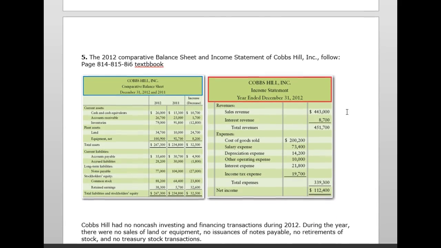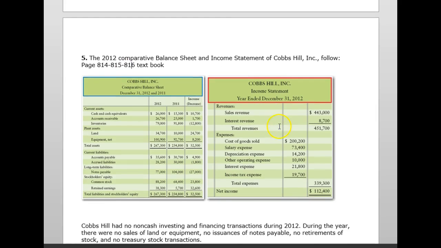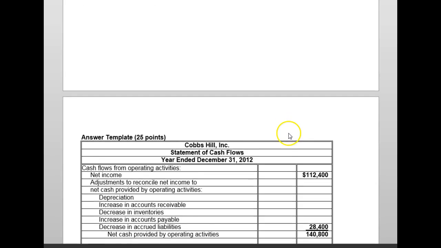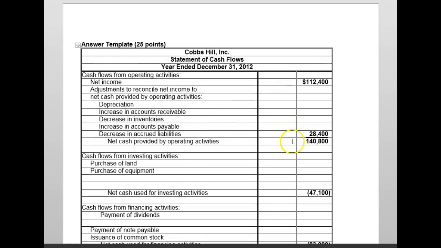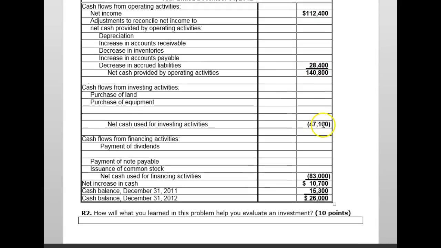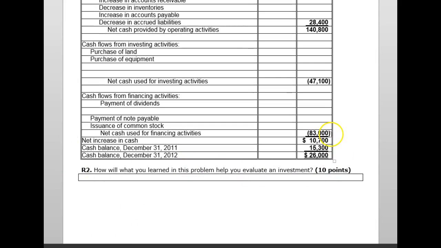And finally, you're going to do a true cash flow statement. You're given the balance sheet and you're given the income statement, and I spelled that wrong. You will find instructions on how to do this on pages 814, 815, and 816. And we have a wonderful template that will tell you what to look for. You will do your calculations here, and this is what you should end up with when you have all of this filled out.